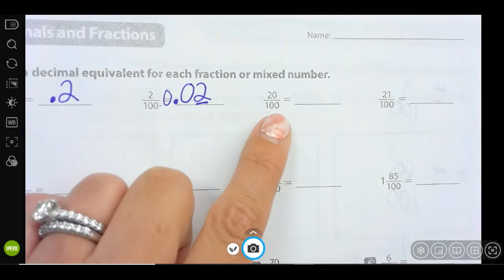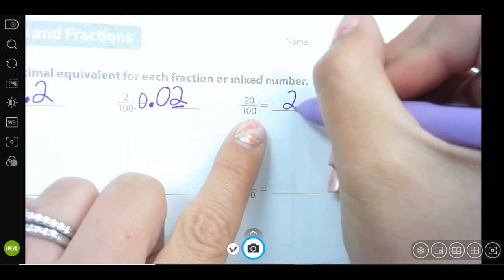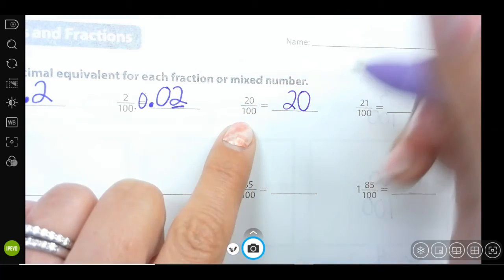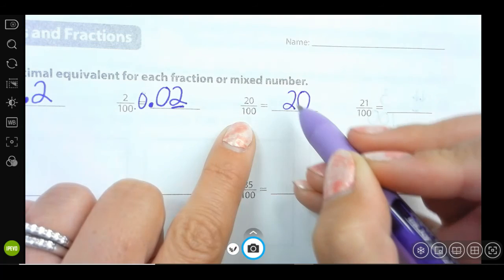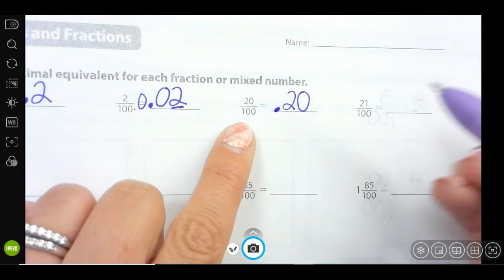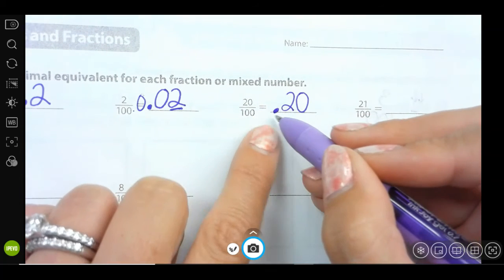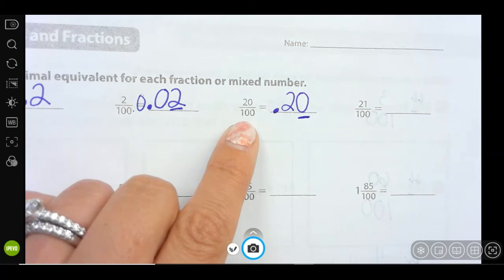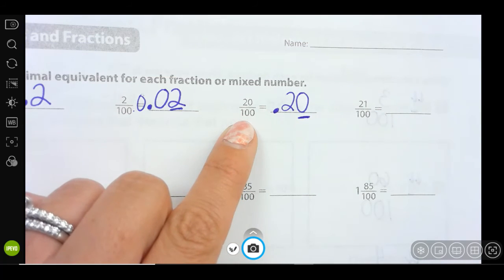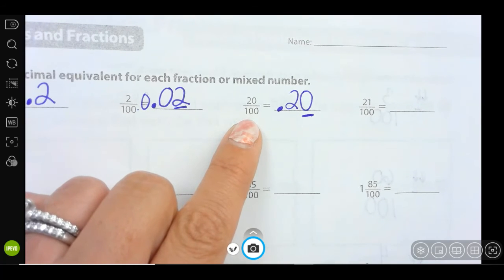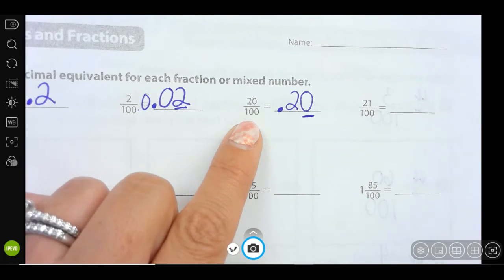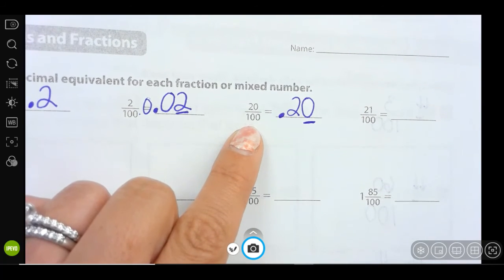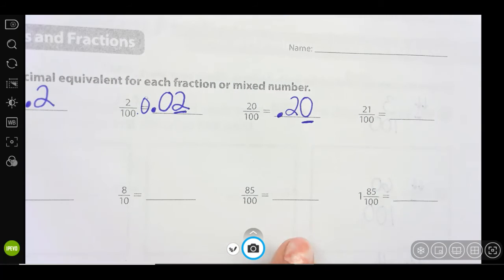Okay. We have 20 hundredths. So the decimal place will go right there. And this is 20 hundredths because the 0 is in the hundredths place value. Use your notes to help you, okay? We're going to keep doing some more practice.